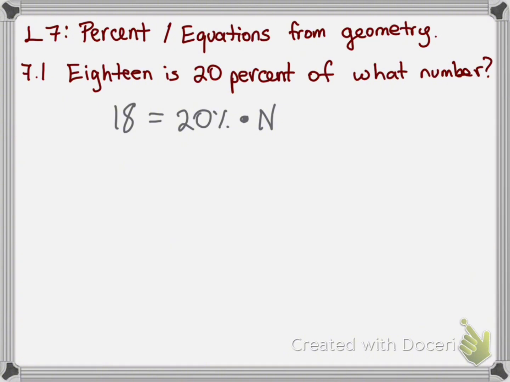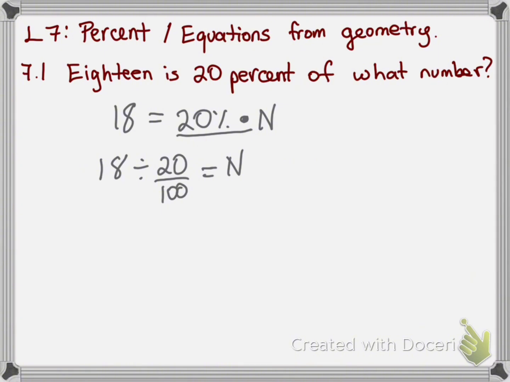Now we need to leave the n by itself. So we're going to pass the 20% to divide. Because it's multiplying here, we need to pass it to divide. Now remember, 20% is the same as 20 over 100. So I'll write it like that.